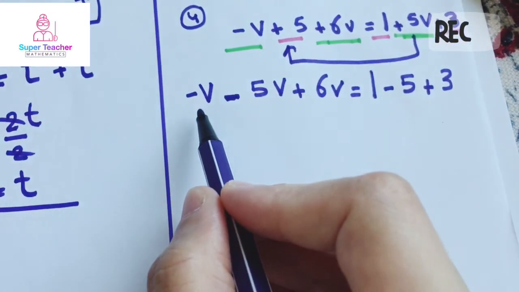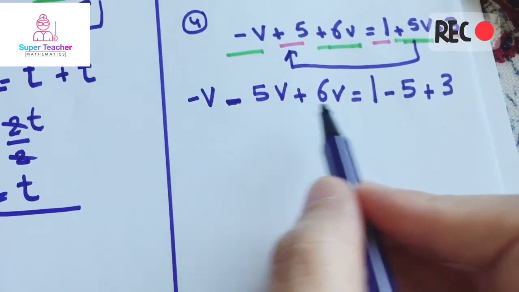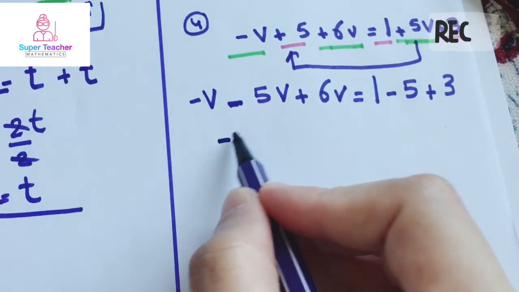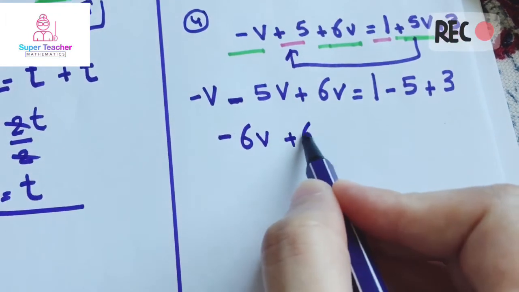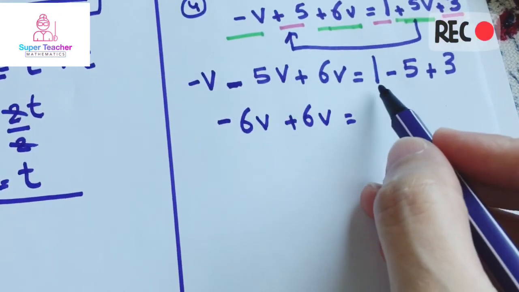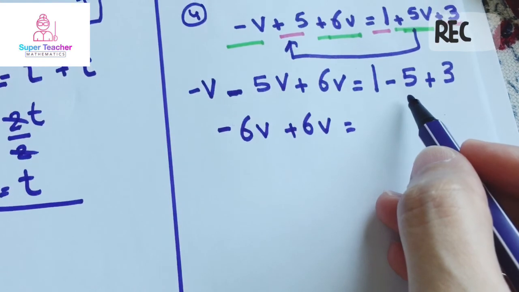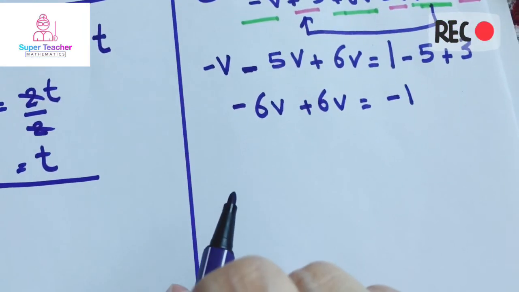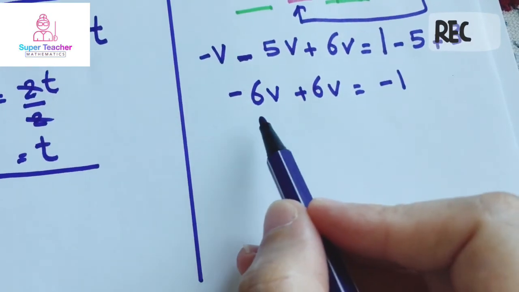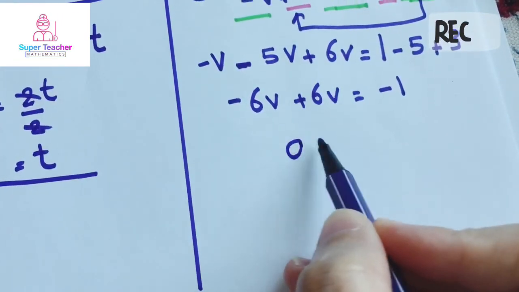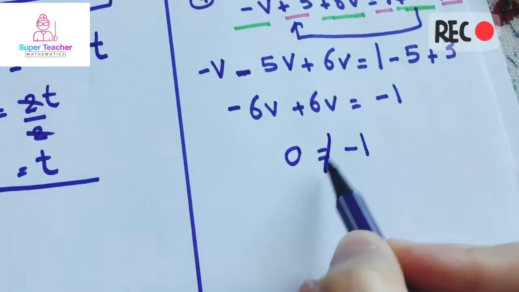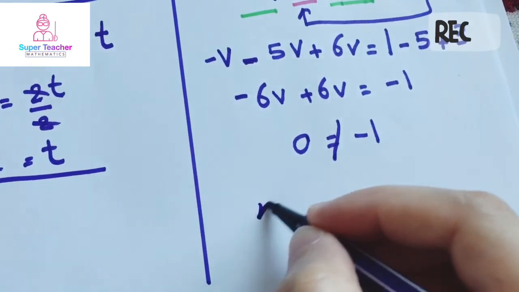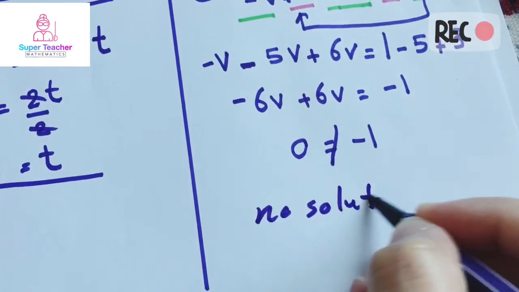Okay, now let's see. Negative v minus 5v plus 6v. Negative v minus 5v will be negative 6v, plus 6v equals 1 minus 5, which will be negative 4, plus 3, which will be negative 1. Negative 6v plus 6v equals 0. So 0 equals negative 1. Is this right? No. So this equation has no solution.